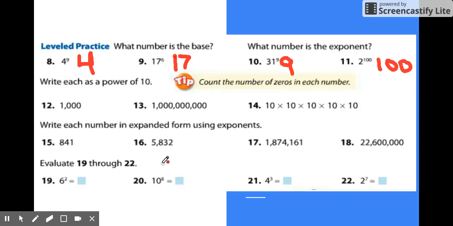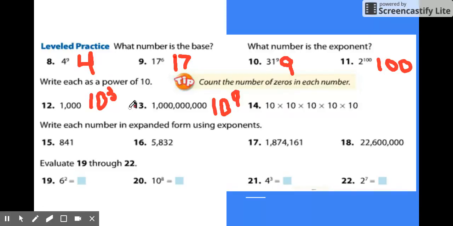How to write as a power of 10. So we've got 1,000, and since it's already given to us with the number 1 and a whole bunch of zeros, you just need to count the number of zeros. So on number 12, it's 1,000. There are 3 zeros in 1,000, so it would be 10 to the 3rd. In number 13, count how many zeros there are. All right, so you should have gotten 9 zeros, so it would be 10 to the 9th.